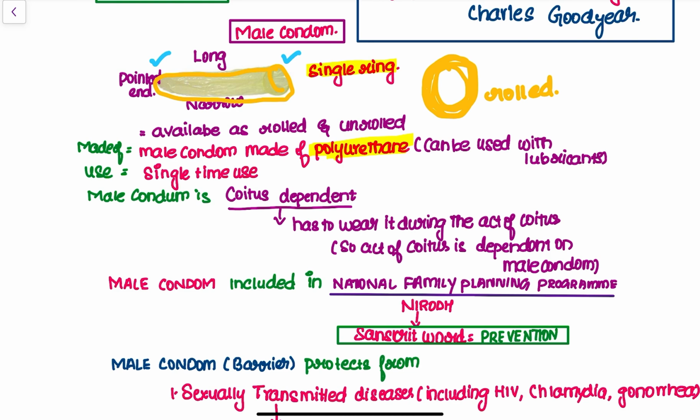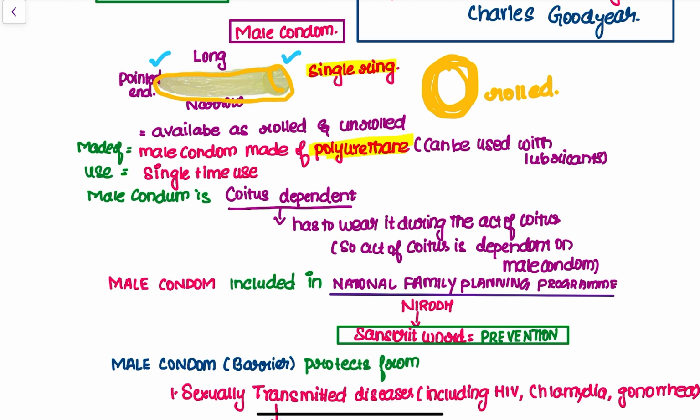Great. Now moving on, this male condom is made up of polyurethane. So polyurethane is nothing but a kind of synthetic plastic, right? So these polyurethane male condoms are very popularly used nowadays. And the greatest advantage when compared to the latex condom is that these polyurethane condoms can be used with oil-based lubricants and anything. So for that reason, these polyurethane male condoms are much preferred when compared to the latex condom.